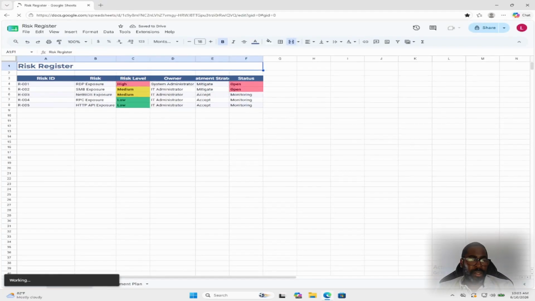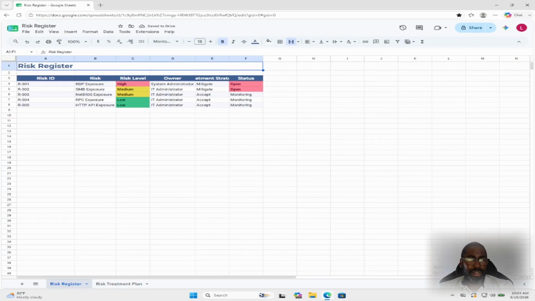This worksheet contains the risk register developed during the previous demonstration. The register documents identified risks, assigned owners, treatment strategies, and current status. Based on the previous assessment, RDP exposure was identified as the highest priority risk and assigned a mitigation strategy. SMB exposure was also assigned a mitigation strategy due to potential impact on organizational data. The remaining risks were accepted and assigned a monitoring status because they presented lower overall risk levels.